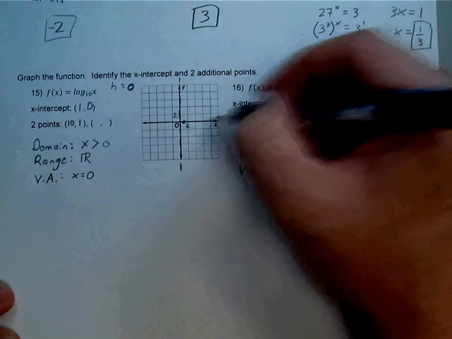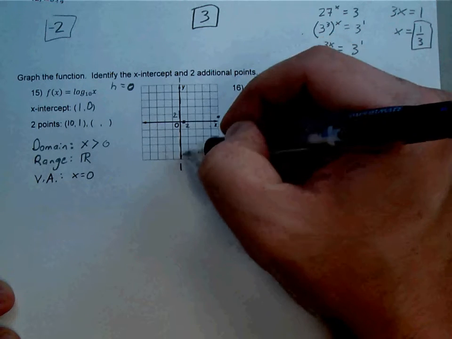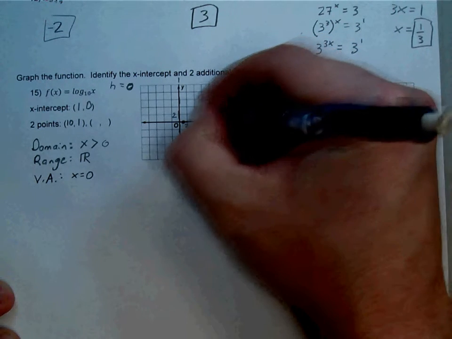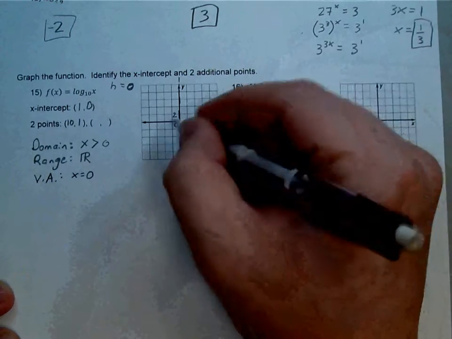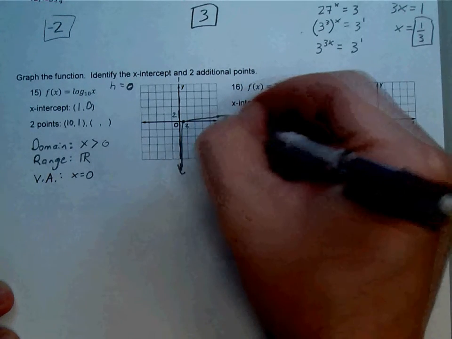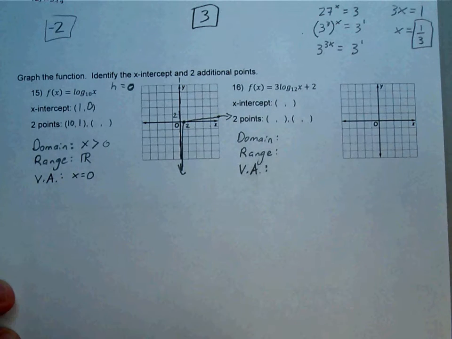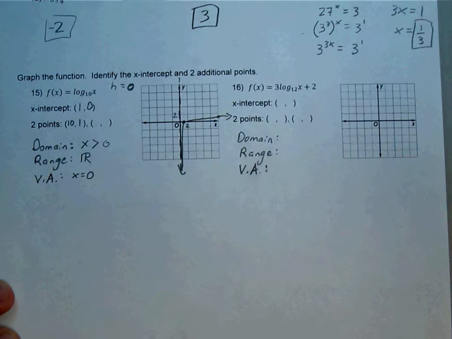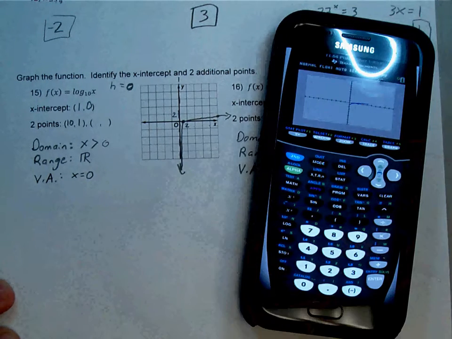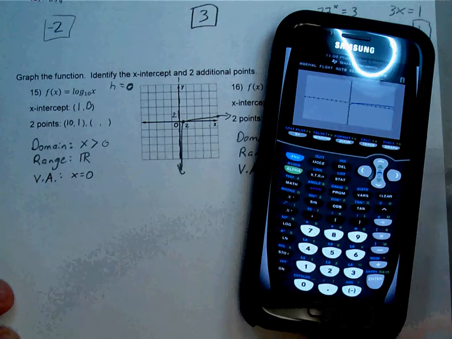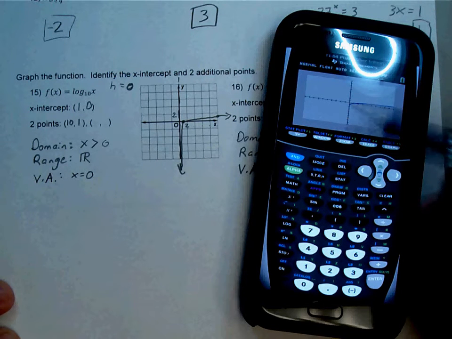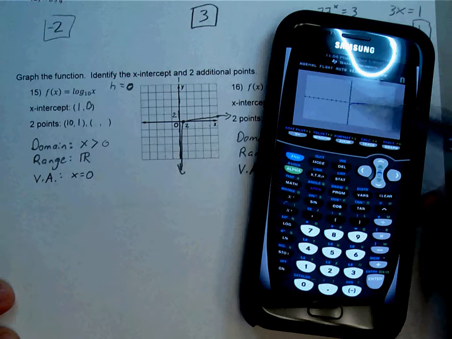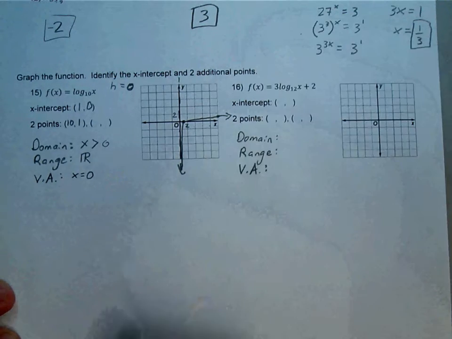As I travel to the left, it went down, and I can't cross the asymptote, so I'm going to have to curve down even further, curve down pretty fast. As I travel to the right, it's kind of flattening out, but it is still rising. So there's my graph for number 15. If I hit graph on the graphing calculator, we can see it's about right. It kind of stops around the vertical asymptote, but otherwise we can generally see that it looks accurate.